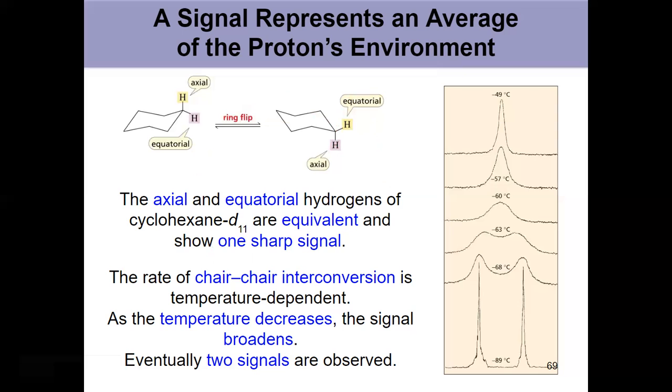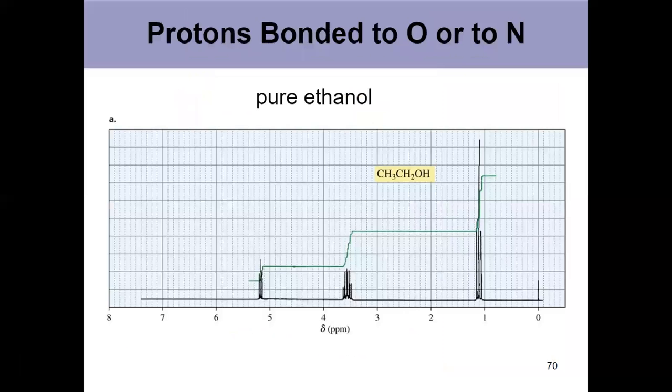So we finish the video by considering protons that aren't bonded to carbon, because that's all we've been talking about so far. So what goes on? What if we have a proton bonded to oxygen or to nitrogen? Well, the signal location varies with the degree of hydrogen bonding. Okay? More hydrogen bonding means we have a larger shift due to decreased electron density.